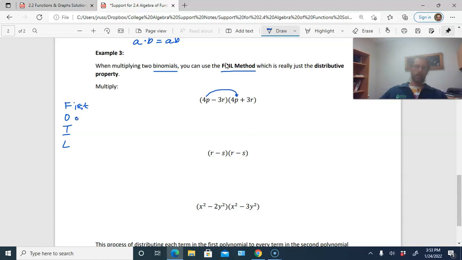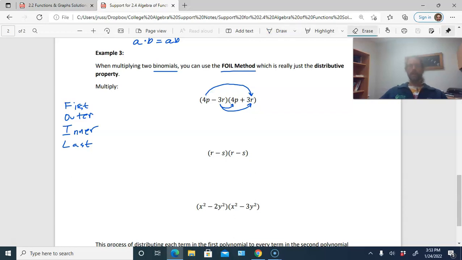And then the O represents the word outer, which means you multiply the outer two terms in the binomials. And then the I represents the word inner, which means you multiply the two inner terms. And then the L represents the word last, so the last two terms would be the negative 3r times the positive 3r. So you can remember this acronym if you want, that's fine.